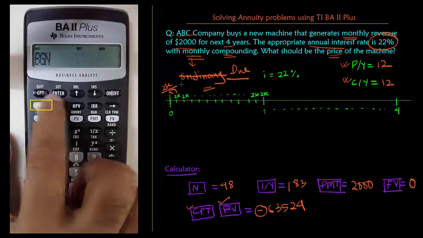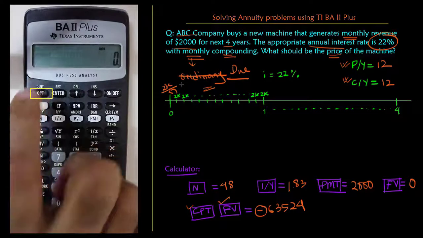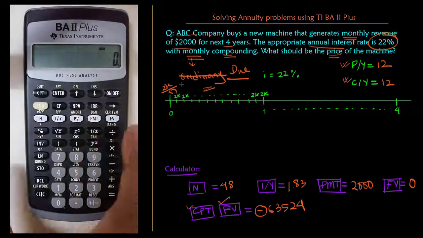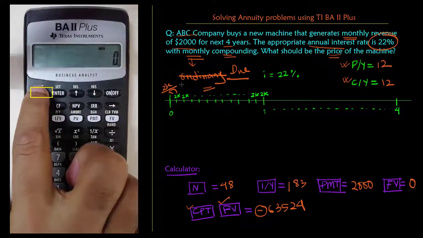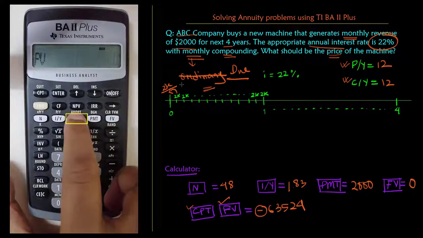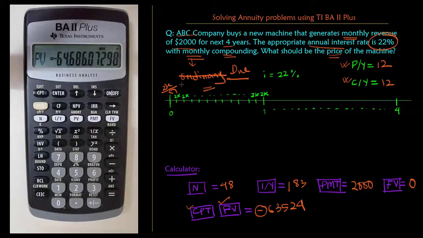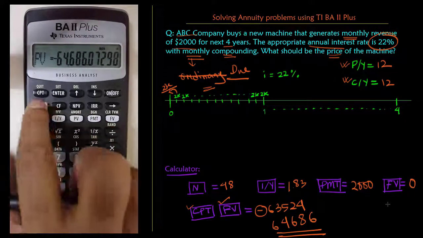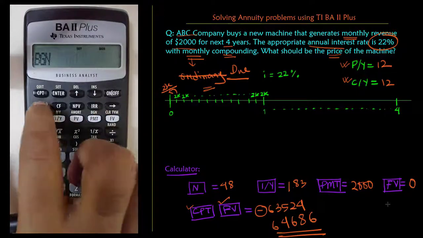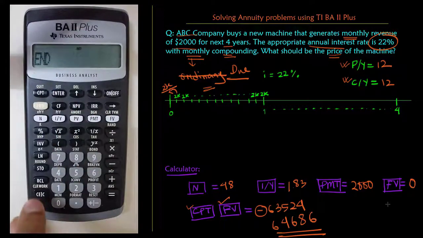Then again press second and then press compute to quit the menu, and then press compute, then press PV to get the result. So if it were an annuity due, the result is this. Now let's change the settings again to work with ordinary annuity.